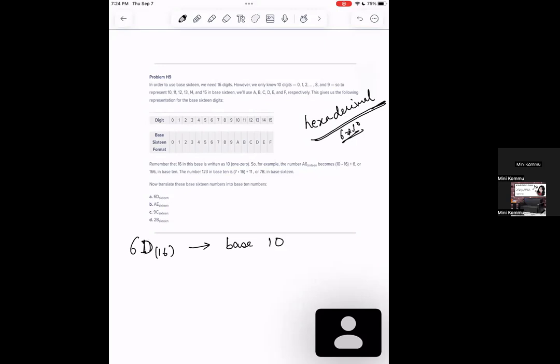So what we are going to do is, now we know the value of D. Value of D is over here, 13. So how we are going to do this is 6 times 16, because it is a base 16 system, you're going to multiply the first digit with 16, plus the value of D, which is 13, which will be 109 in base 10 system.